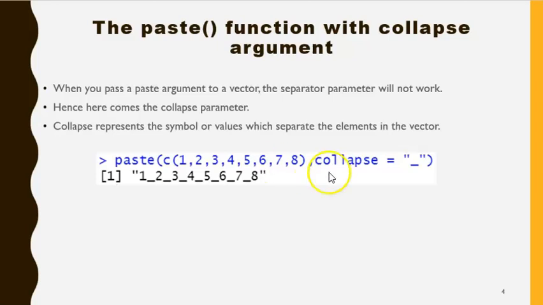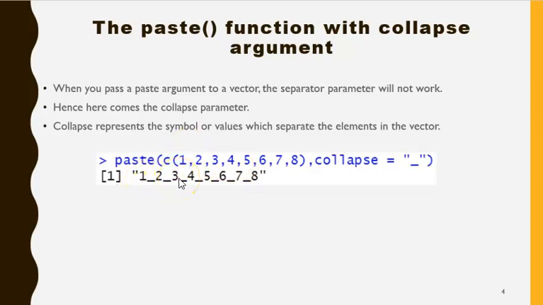For the case of vectors, you need to use collapse. So what does it mean when you put a vector as an input to paste? You need to specify how you want the elements of this vector to get pasted together. And for that, you use the parameter collapse. So here it's going to paste them, and the delimiter would be underline, as you can see, 1 underline 2 underline 3.